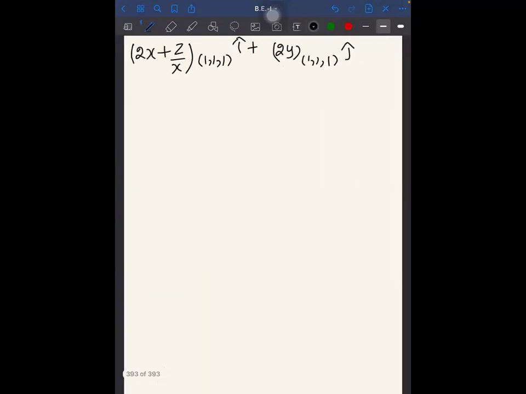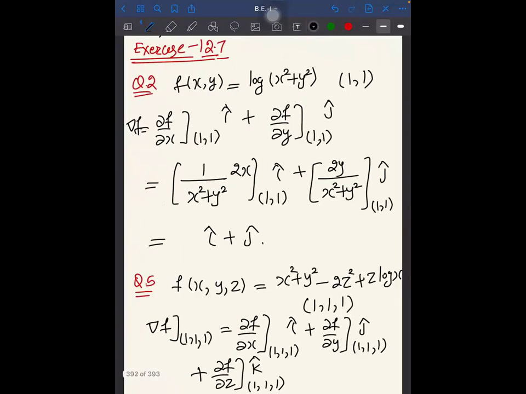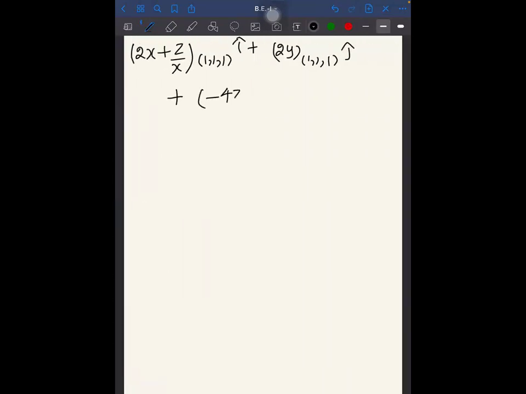And what about curly f upon curly z? It will become minus 4z plus log x, at (1, 1, 1) k cap. True? Yes, sir. So it becomes 2 plus 1, 3i, plus 2j, plus minus 4k. That's it. So that is the gradient vector.